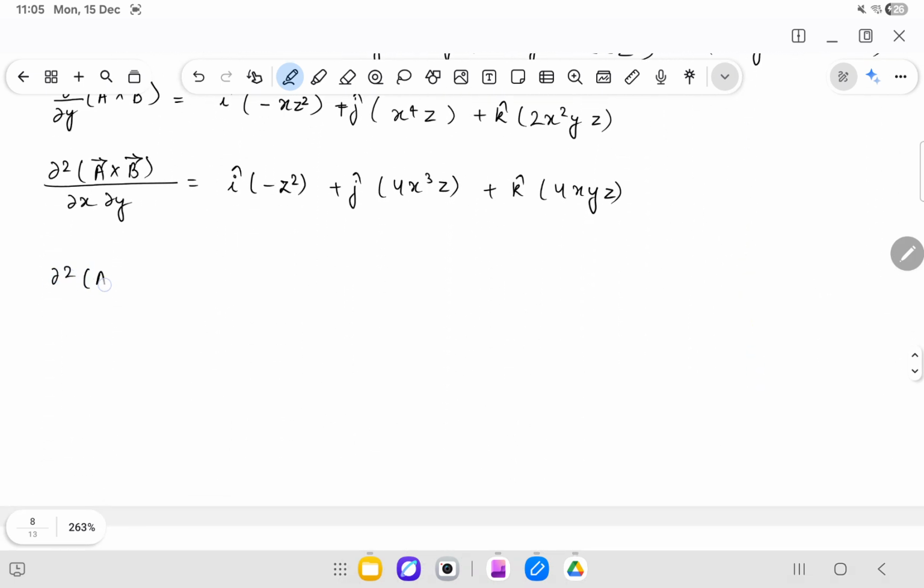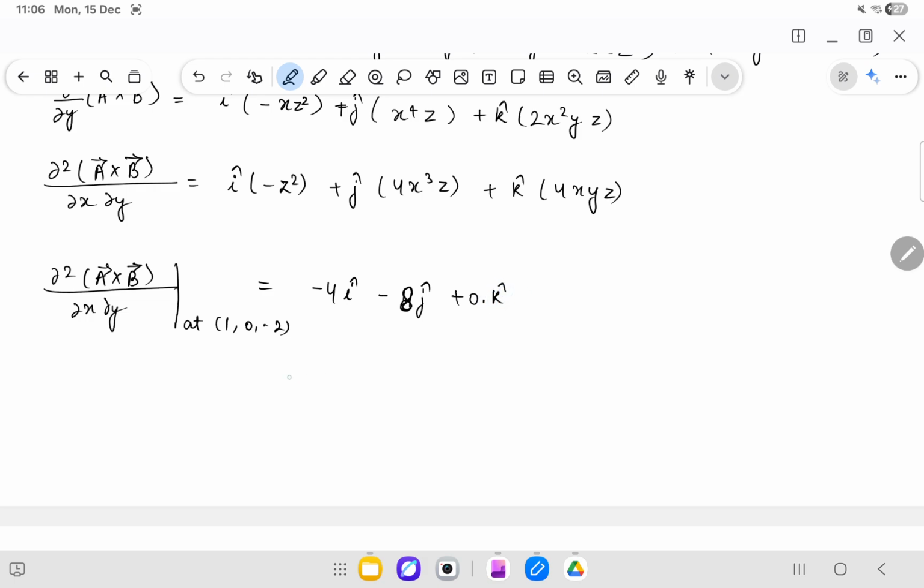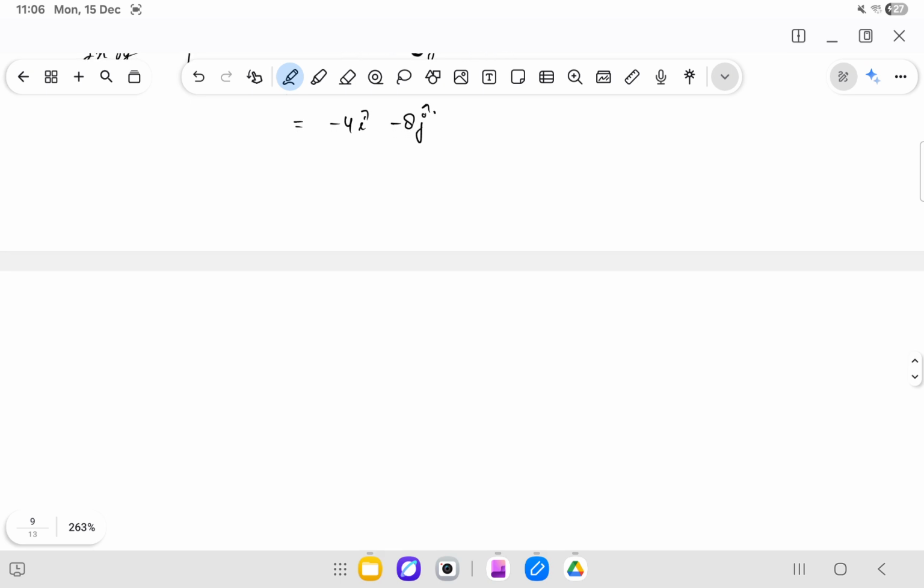So del square of a cross b at 1, 0, minus 2 will be equal to minus 4 i cap minus 4 j cap. It will be minus of 8 j cap plus 0 k cap. So it is equal to minus 4 i cap minus 8 j cap. And that's all we are supposed to evaluate in this question. Let's move on to discuss the next question.